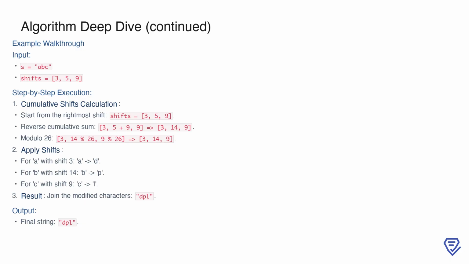Now, we apply these shifts to the string s. For the first character a, shifting by 3 results in d. For the second character b, shifting by 14 results in p. Finally, for the third character c, shifting by 9 results in l. Combining these transformed characters gives us the final string, which is dpl. This step-by-step execution demonstrates how the algorithm efficiently applies the shifts to produce the desired output.